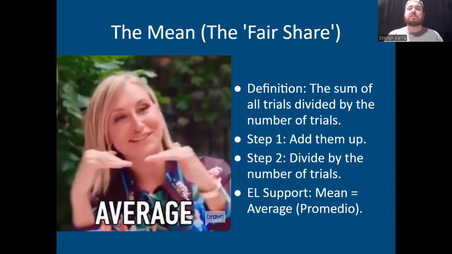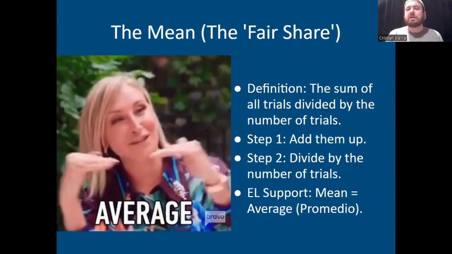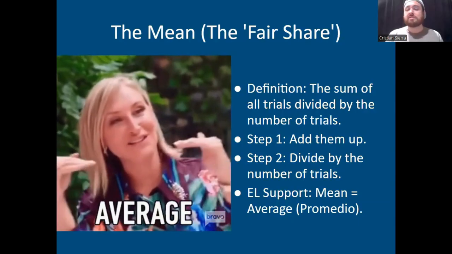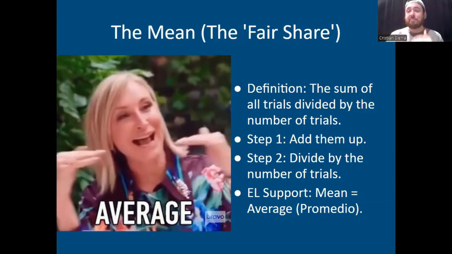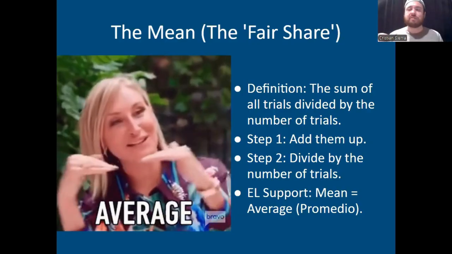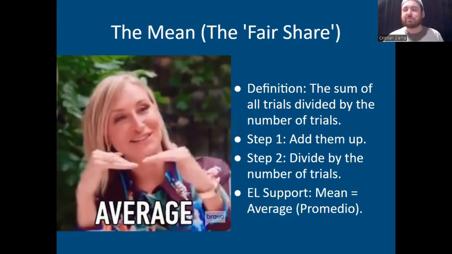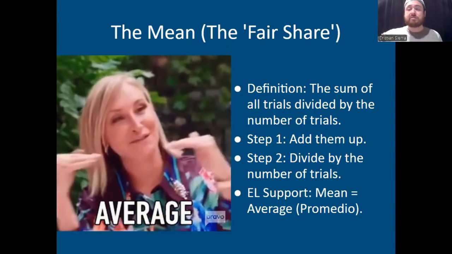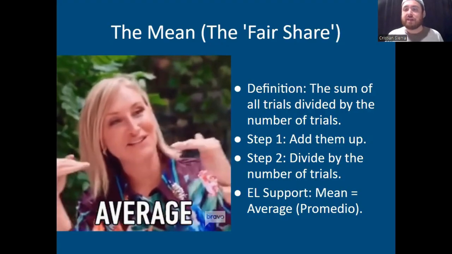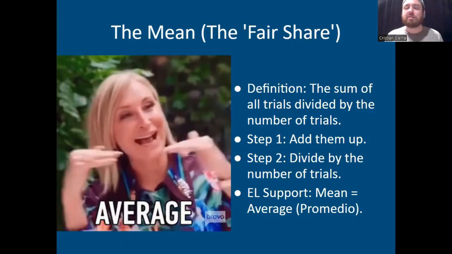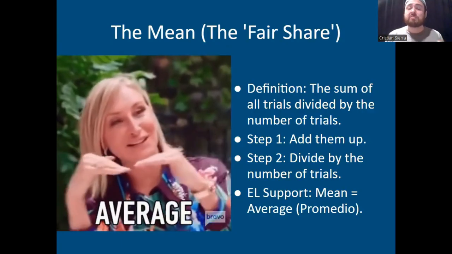So the mean or the average is just the sum of all of your trials divided by the number of trials. So you add up all of your trials that you have. Whatever numbers you have, whether it be 25, 28, 22, add up all those numbers. So just simple addition. And then once you have that addition done, you just divide by the number of trials that you have, or the number of numbers present.